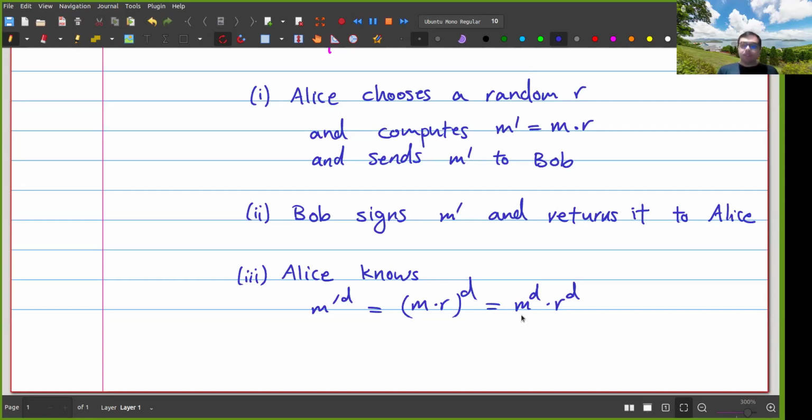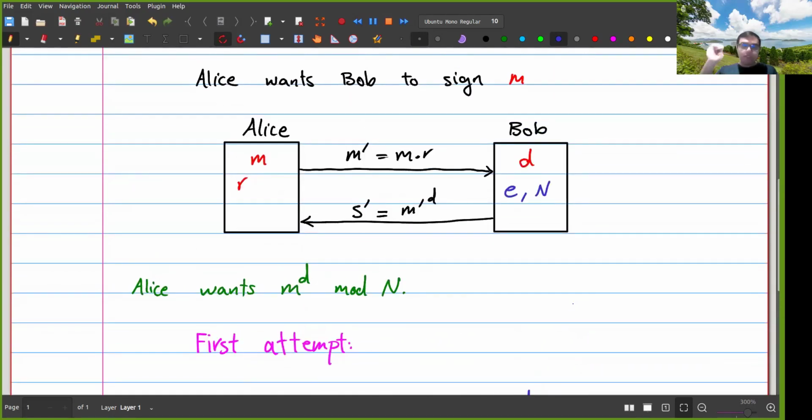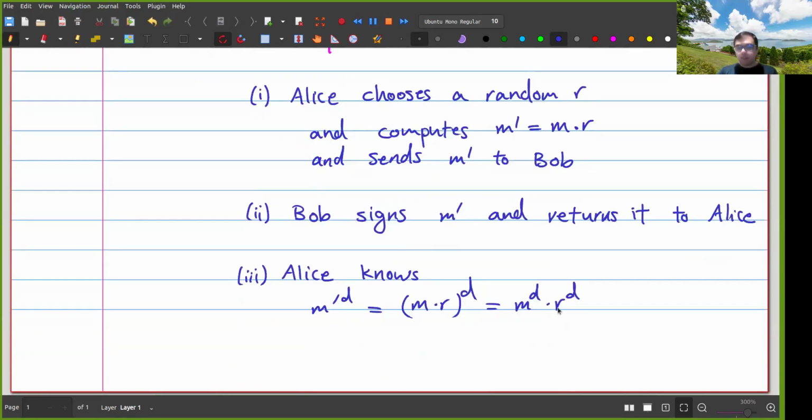Well, how can she solve this? Well, if I had R to the power of D, then I could just divide this by R to the power of D. So the next thing Alice can do is to send the value of R to Bob and then get a signature on R from Bob. So if I get a signature from Bob on the value of R, that signature is R to the power of D. And then I can divide the first signature by the second signature, and I would get a signature on the message that I was looking for.